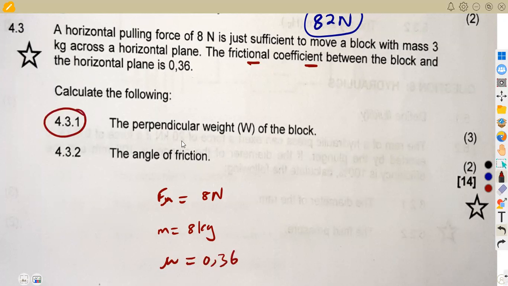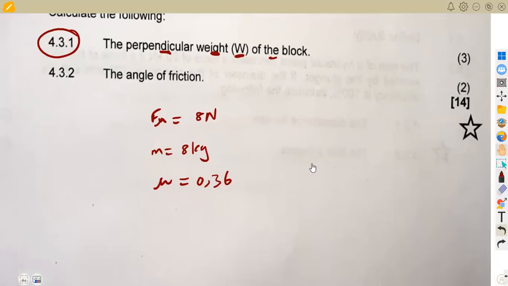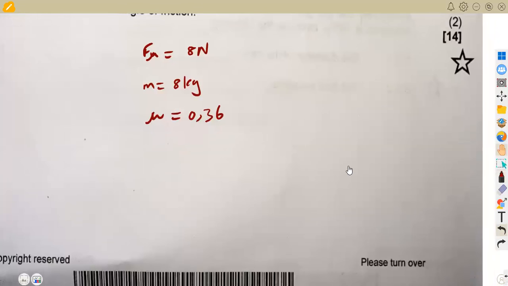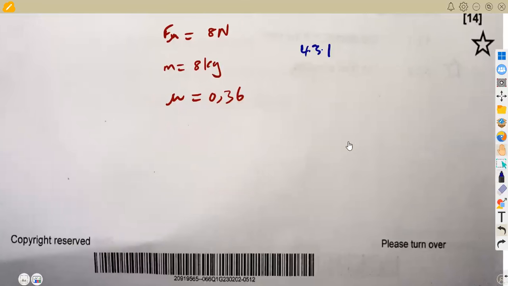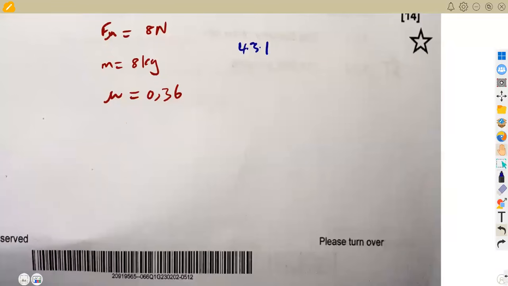Calculate the following 4.3.1, the perpendicular weight, which is the weight of the block in this case. What will be the perpendicular weight? Remember, from the coefficient of friction, guys, what is the definition? All right, that's 4.3.1. The definition of the coefficient of friction. How do you take this? The coefficient of friction is simply the frictional force over the what?